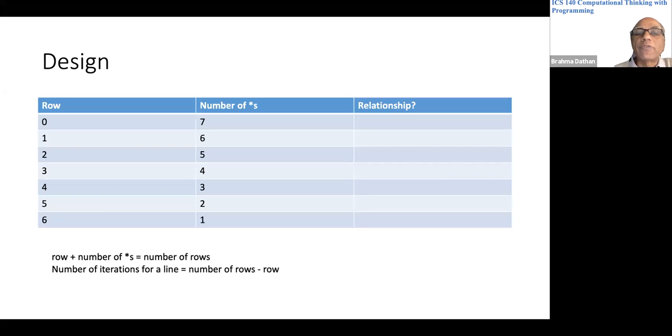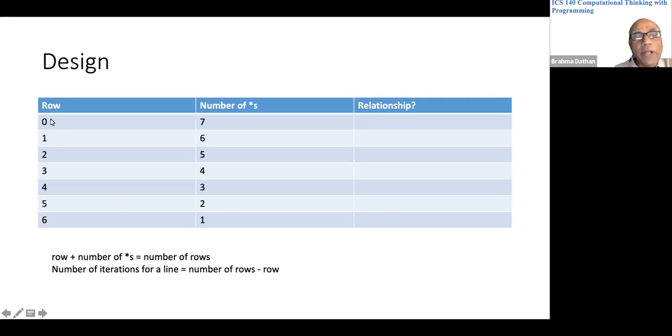Well, here is where you have to do some thinking. If you add up the row and the number of stars, that is always 7. 0 plus 7 is 7. 1 plus 6 is 7. 2 plus 5 is 7, etc. 6 plus 1 is 7.